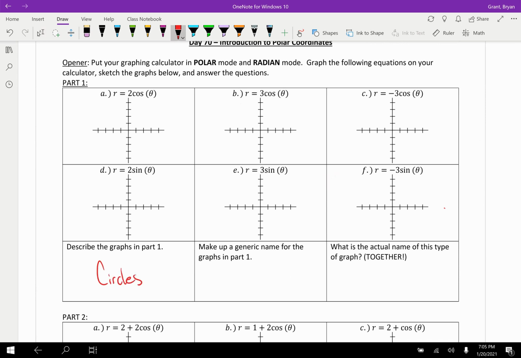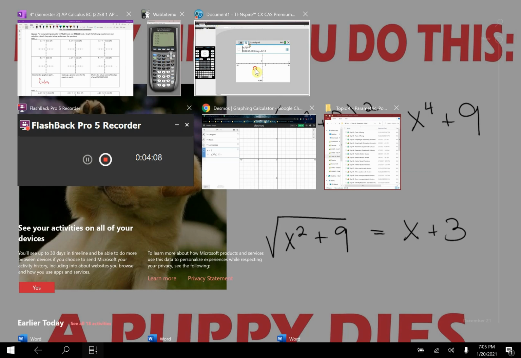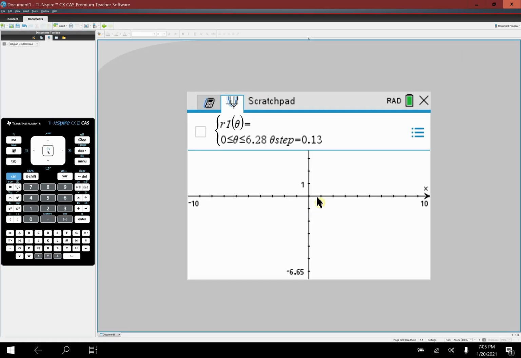If your circles looked smushed on your calculator, and I'm sure that's a very technical word, it might be because your calculator window is not square, right? For example, this axis goes up to 10. These ones only go up to 6.65. Very random number. There's a reason behind it, but still random.